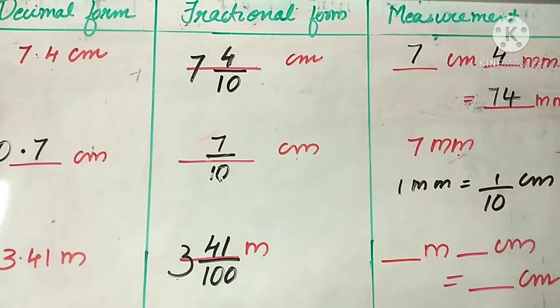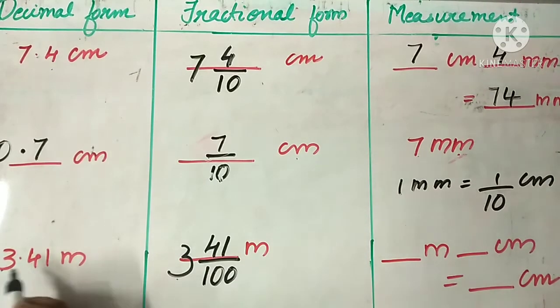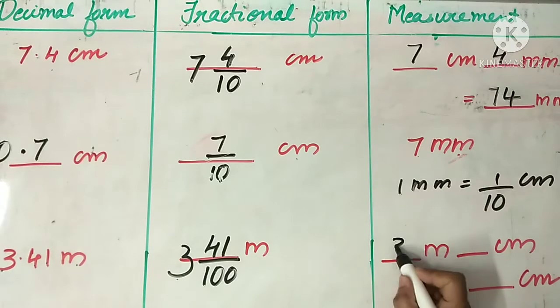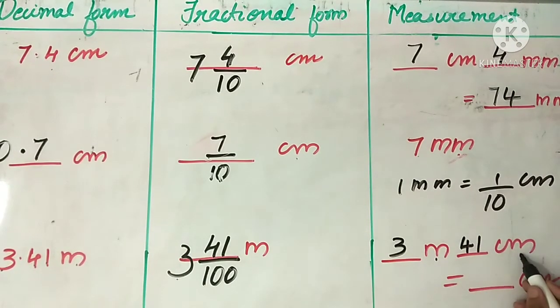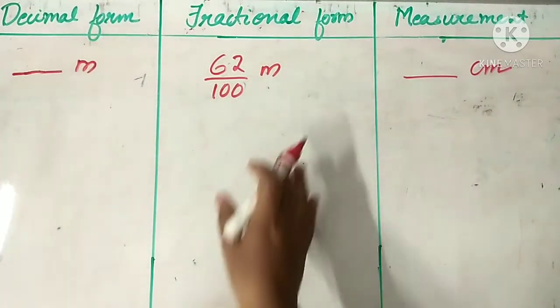This we can also write as 3 meter and 41 centimeter. 3 meter and 41 centimeter. That is 341 centimeter. Here fractional form is given.